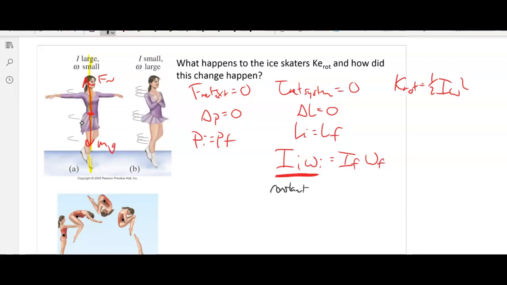So here, I final, as you can see, they say it got small. So if this goes down, what should happen to omega final? Well, if it has to balance out on the left side, then this will have to get larger. And so that's why you can see as that person pulls their arms in, they get a smaller rotational inertia that gets a larger omega final or angular speed.